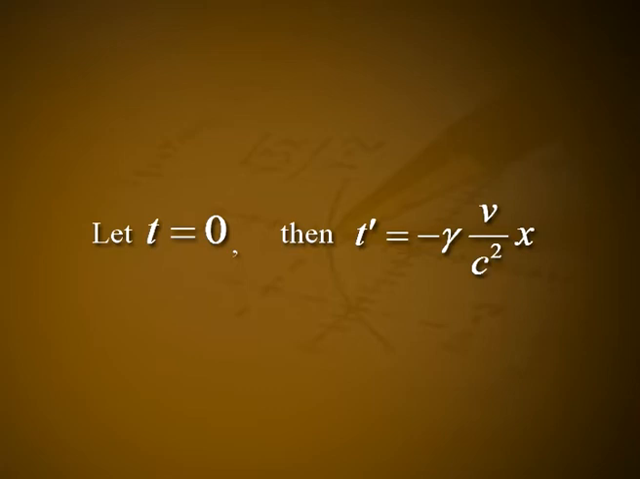Thus, simultaneity of spatially separated events is not an absolute property as was considered in Newtonian relativity. Let t is equal to 0, then t dash is equal to minus gamma v by c square x. This equation means that at t is equal to 0, if an observer in S observes various clocks kept in S dash at different points on the x axis, they will read differently, with the clocks to the right of the origin behind and those to the left ahead by an amount in proportion to their distance x from the origin. Only the clock kept at the origin of S dash will read t dash is equal to 0.